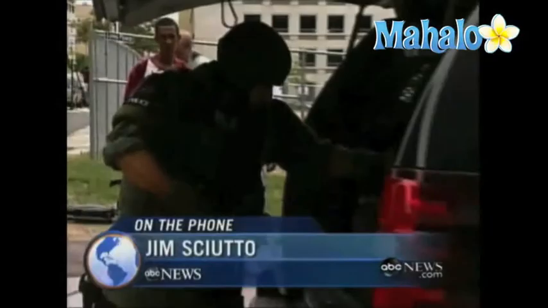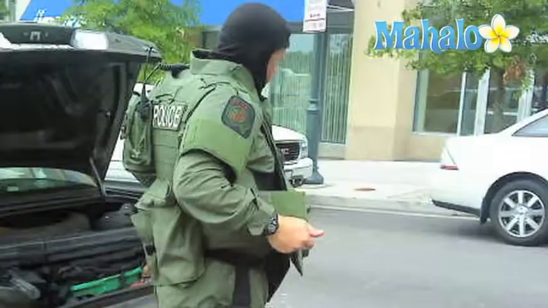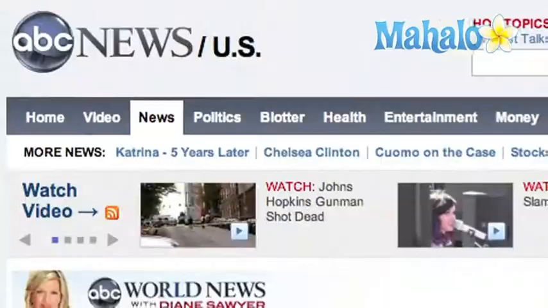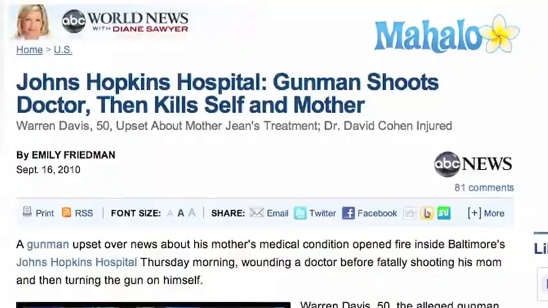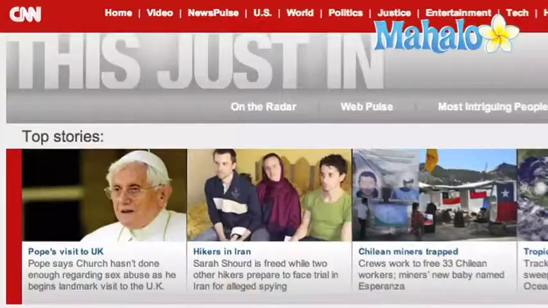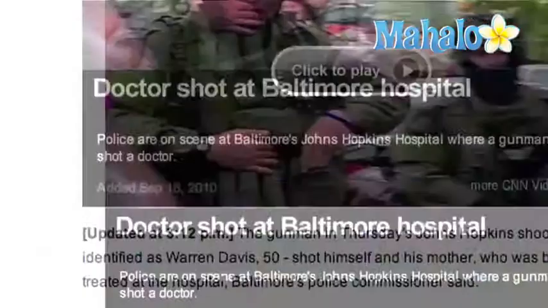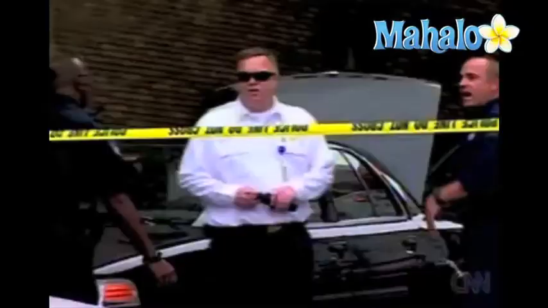Baltimore's prestigious Johns Hopkins Hospital was the scene of violence on September 16, 2010, when a gunman burst into one of the hospital's buildings and opened fire, shooting at least one doctor. According to ABC News, the doctor was shot in the abdomen and taken to surgery. Baltimore police said the doctor's injuries are not critical. Within hours after the first report came in about the shooting, Baltimore authorities said the gunman had been shot and killed by police. The gunman, whose name wasn't immediately available, was described as a black male in his 30s.